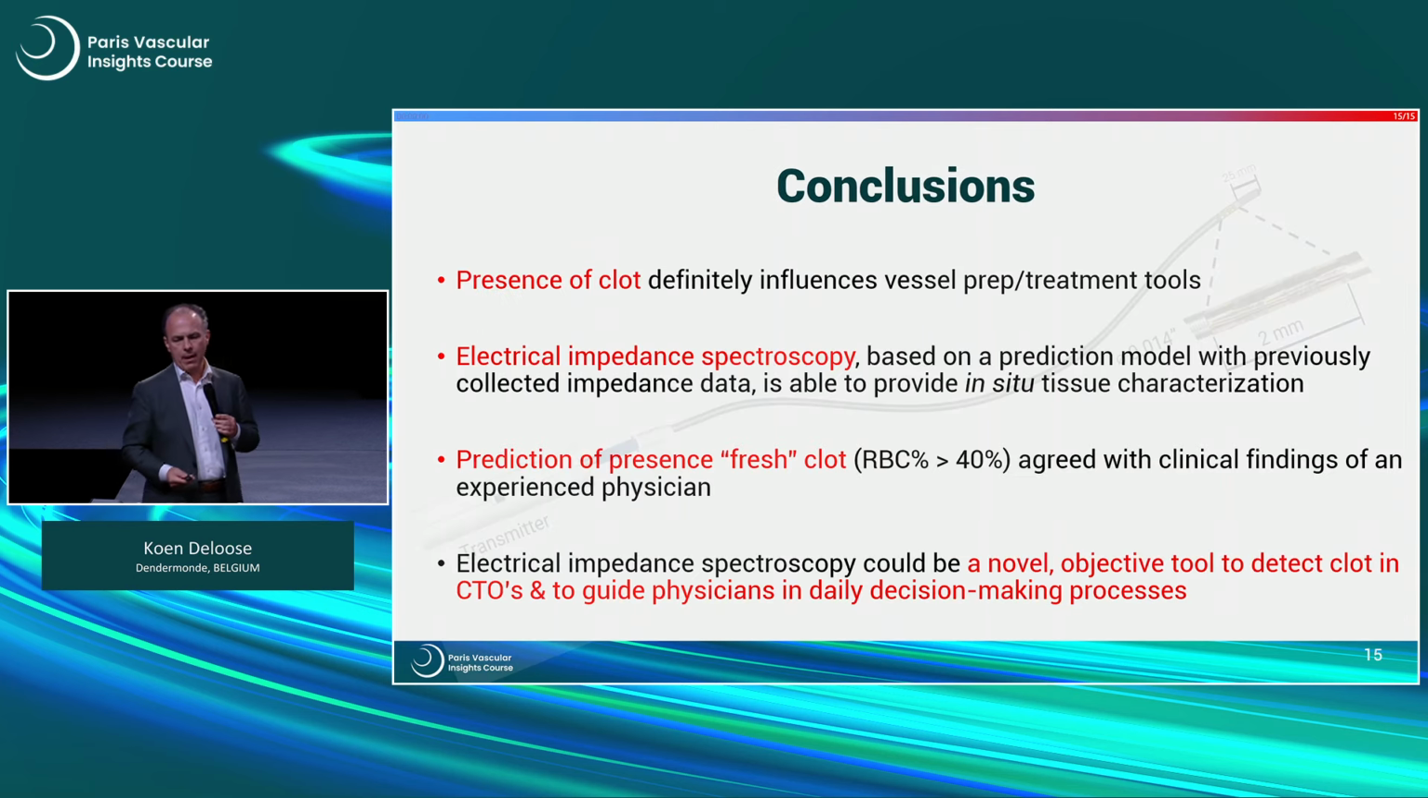So I need to say, to conclude, that in the cases I've done, there was a correct prediction in all cases about the presence of fresh clot. So it agreed completely with the clinical findings of an experienced physician. Electrical impedance spectroscopy could be a novel, objective tool to detect clot in CTOs and to guide physicians in daily decision-making processes. I thank you for your attention.